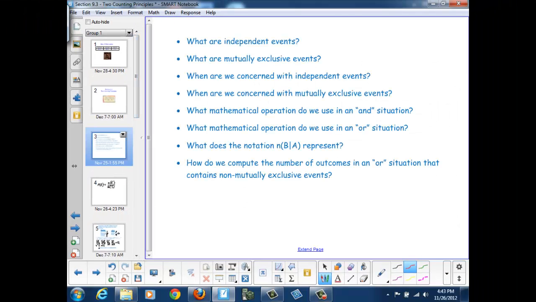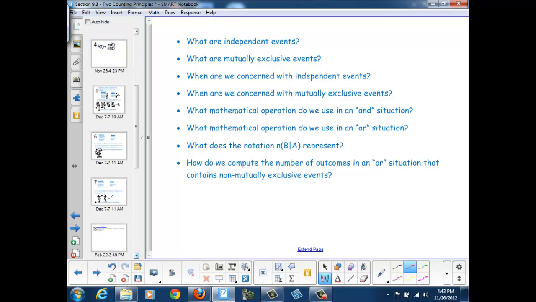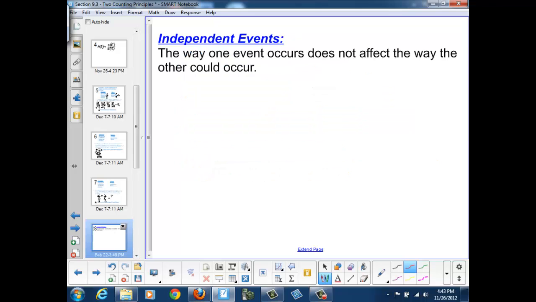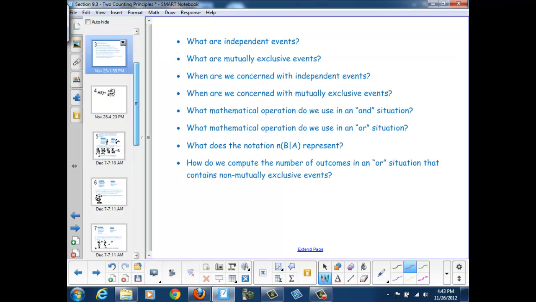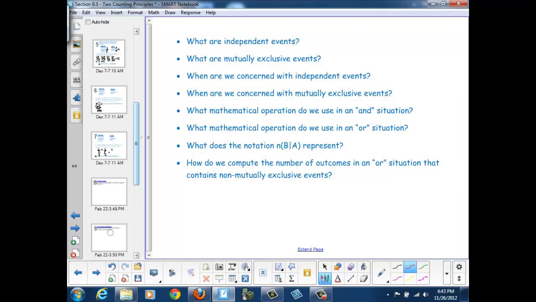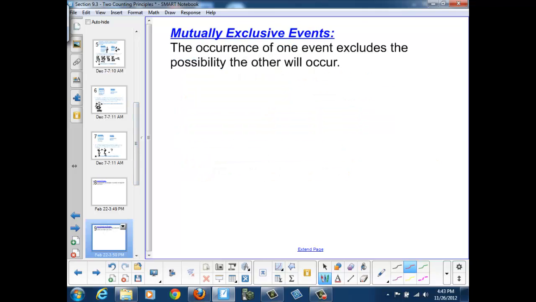So let's recap. What are independent events? Well, independent events are when one event occurs and it does not affect the way the other event could occur. What are mutually exclusive events? Mutually exclusive events are when the occurrence of one event excludes the possibility the other will occur. I can only have one outcome, not the other.